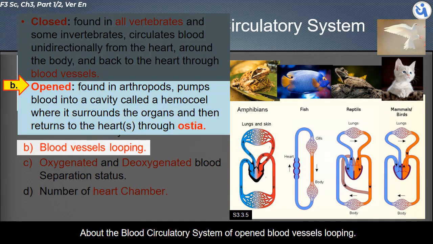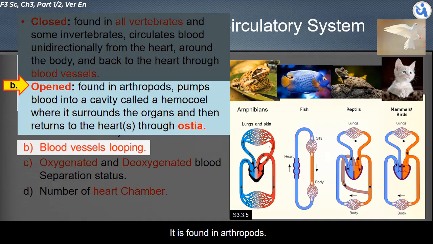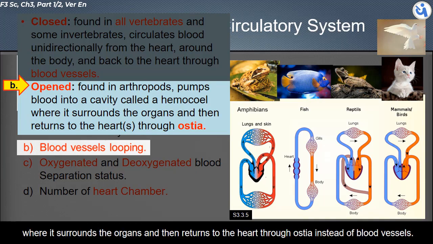About the blood circulatory system of opened blood vessels looping. It is found in arthropods, at which it pumps blood into a cavity called a hemocoel, where it surrounds the organs and then returns to the heart through ostia instead of blood vessels.